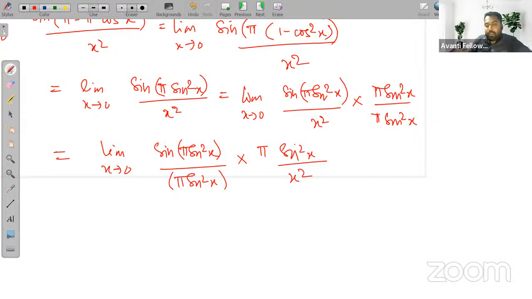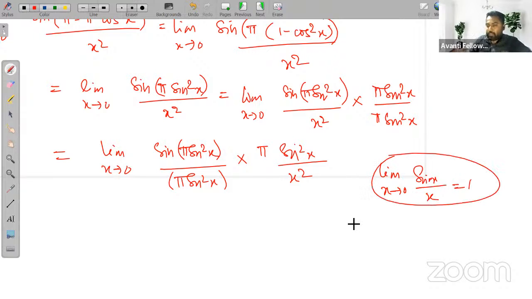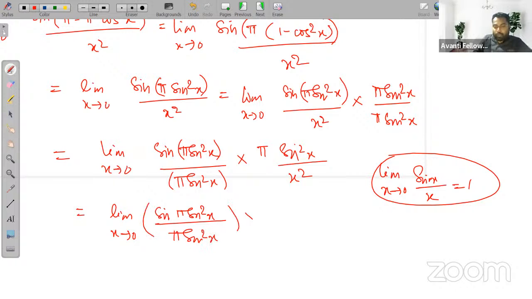And we know limit as x tends to 0 of sin x divided by x gives you 1. This I know. So similarly we can write here limit as x tends to 0 of sin of pi sin square x divided by pi sin square x, into limit as x tends to 0 of pi into sine of x upon x, whole square. Can I write this way? Yes or no?